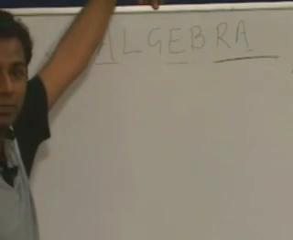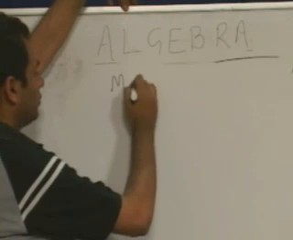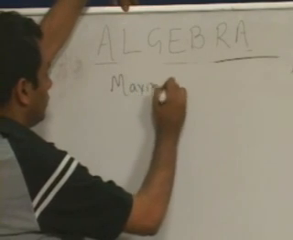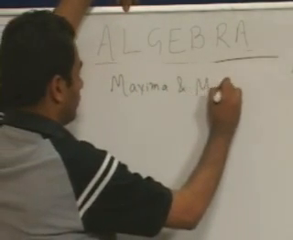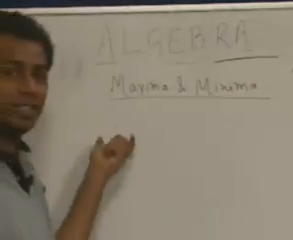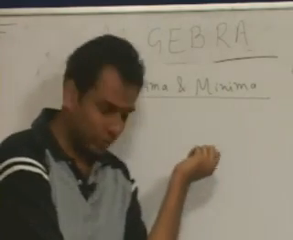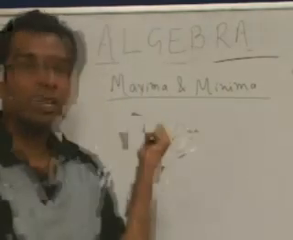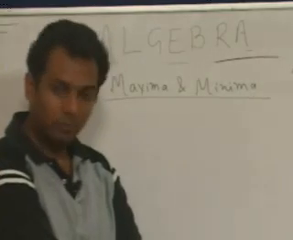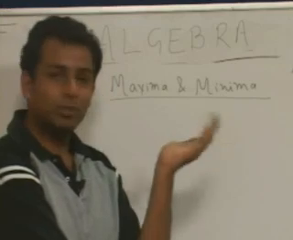Next part, which is maxima and minima. Now, in case of maxima and minima, we had already discussed how to find the maximum and minimum value of the quadratic equation, as well as maxima and minima for the modulus equation. Now, in maxima and minima, a few things are important here.